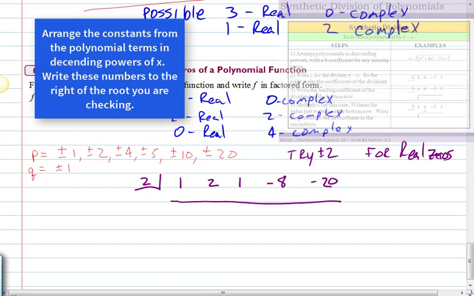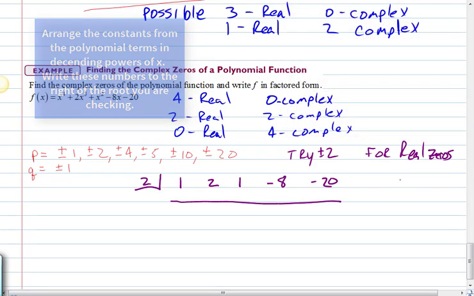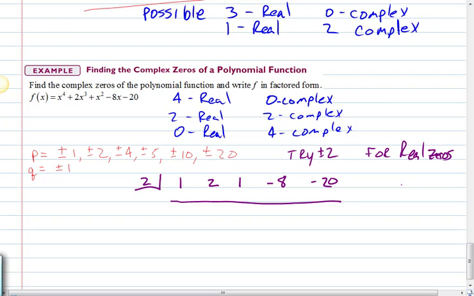When I check the 2 right here, I'm dividing this by x minus 2. I changed the sign of the factor. So this means that x minus 2 is going to be a factor if this works. I'm going to multiply with blue, and add with green. We begin by dropping down the 1. It just comes straight down.